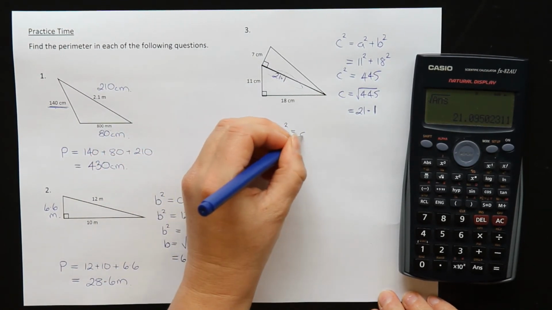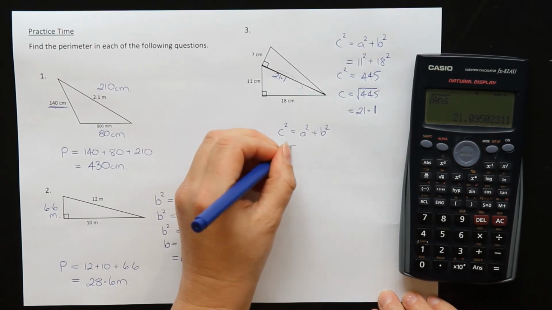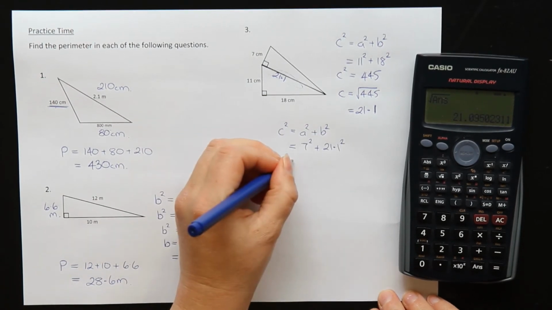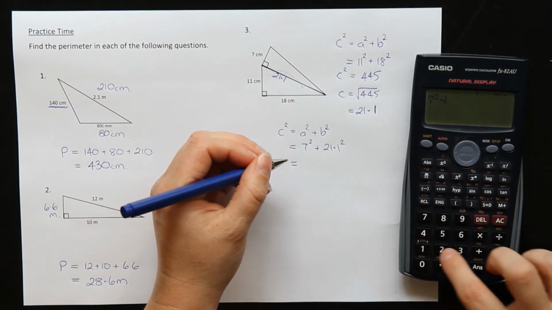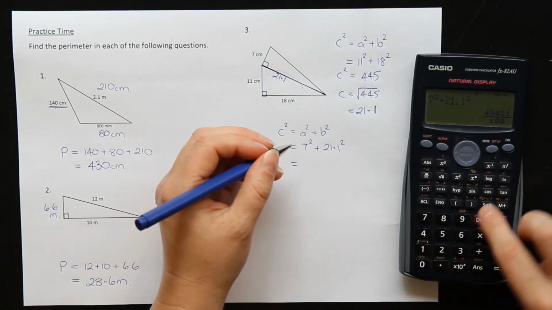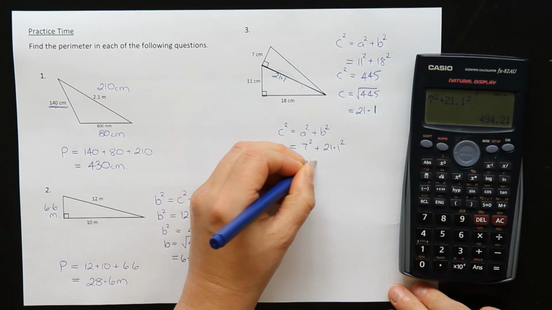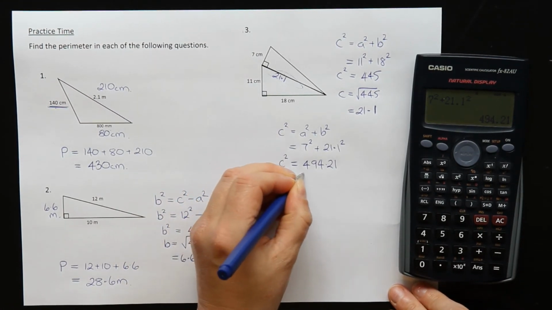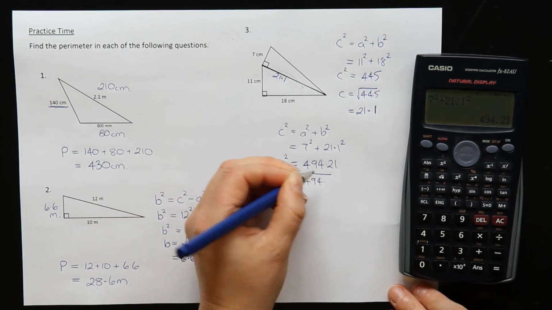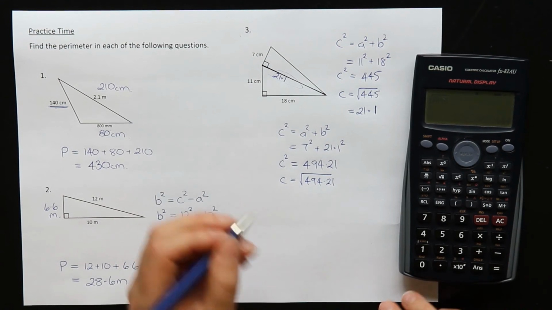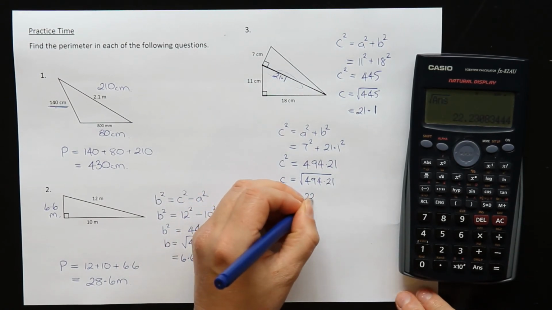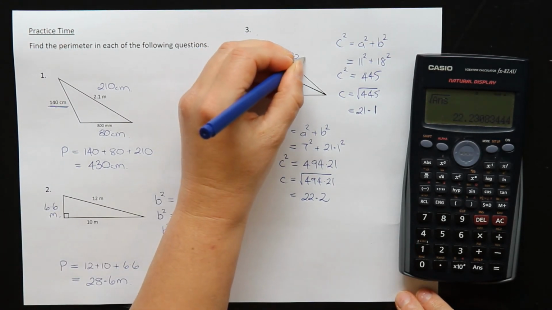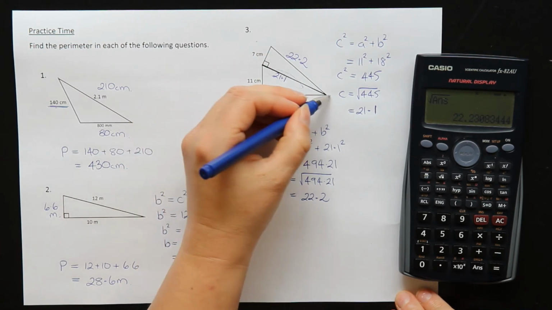Now, we need to use Pythagoras' theorem again, and again it's the hypotenuse. So c squared equals a squared plus b squared. This time it's 7 squared and 21.1 squared. 7 squared plus 21.1 squared is 494.21. That's the c squared. Still have to square root it. Which is 22.2. That's that one.